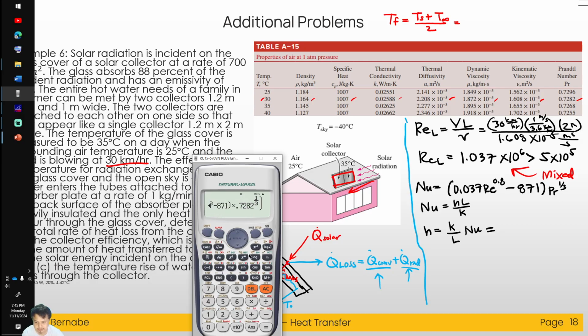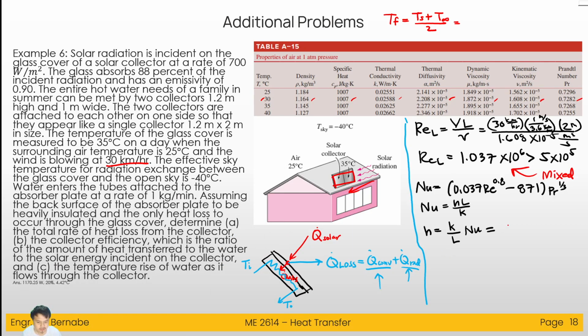We have too many parentheses. Copy this. So you have 17.84, so 17.84 watts per meter squared Kelvin. Okay, so now we have this. We can now solve for the convective heat loss and therefore we can find the Q loss as well.